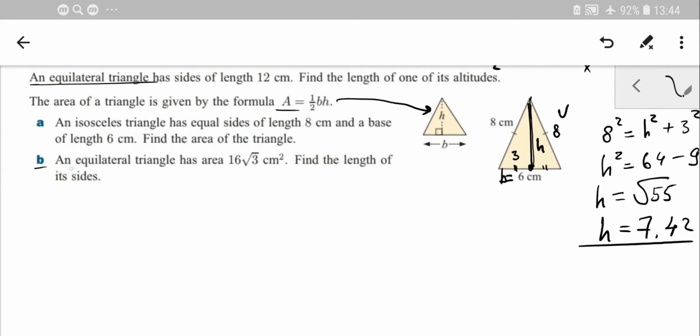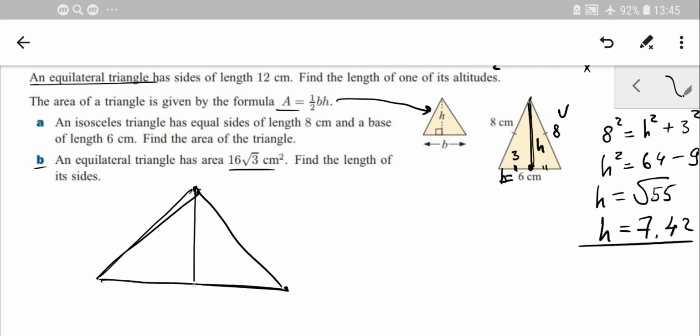Next, the B part. An equilateral triangle has an area. Equilateral, okay? Find the length of its sides. So one more time, equilateral. From the previous problem, we figured out that this angle is 30 degrees. So find the length of its side.